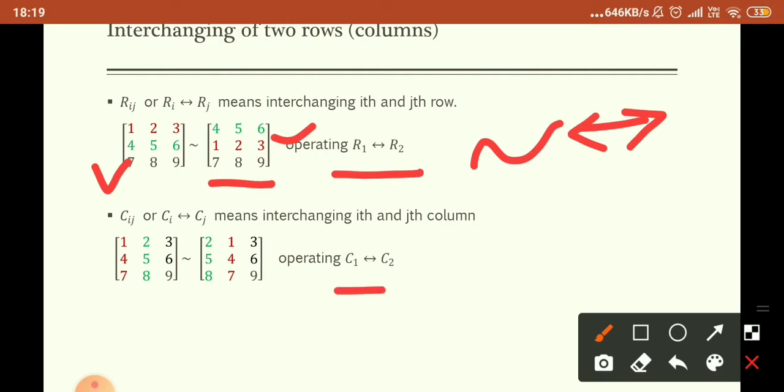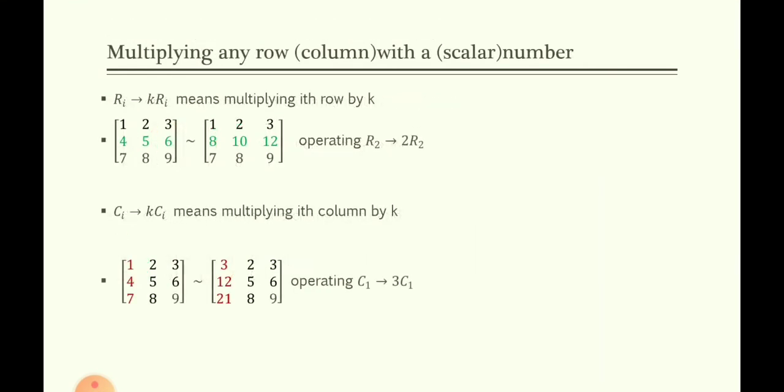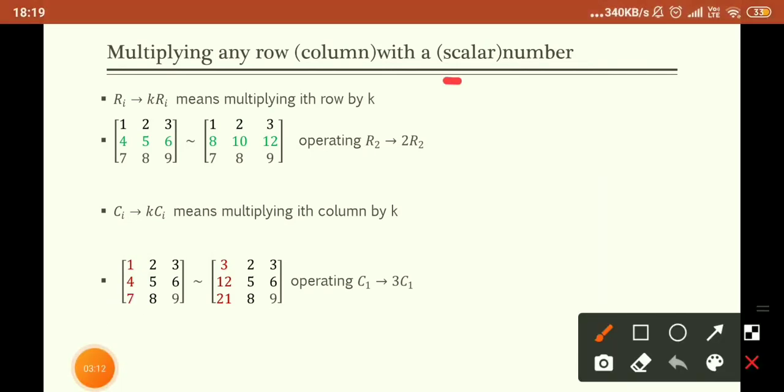Similarly, you can change the columns. Here you can see that column 1 and column 2 are interchanged, and the new matrix has the same rank as the original one. So this is the first elementary transformation, that you can interchange the rows or columns for your convenience. Next is the second elementary transformation, that is multiplying any row or column with a scalar.